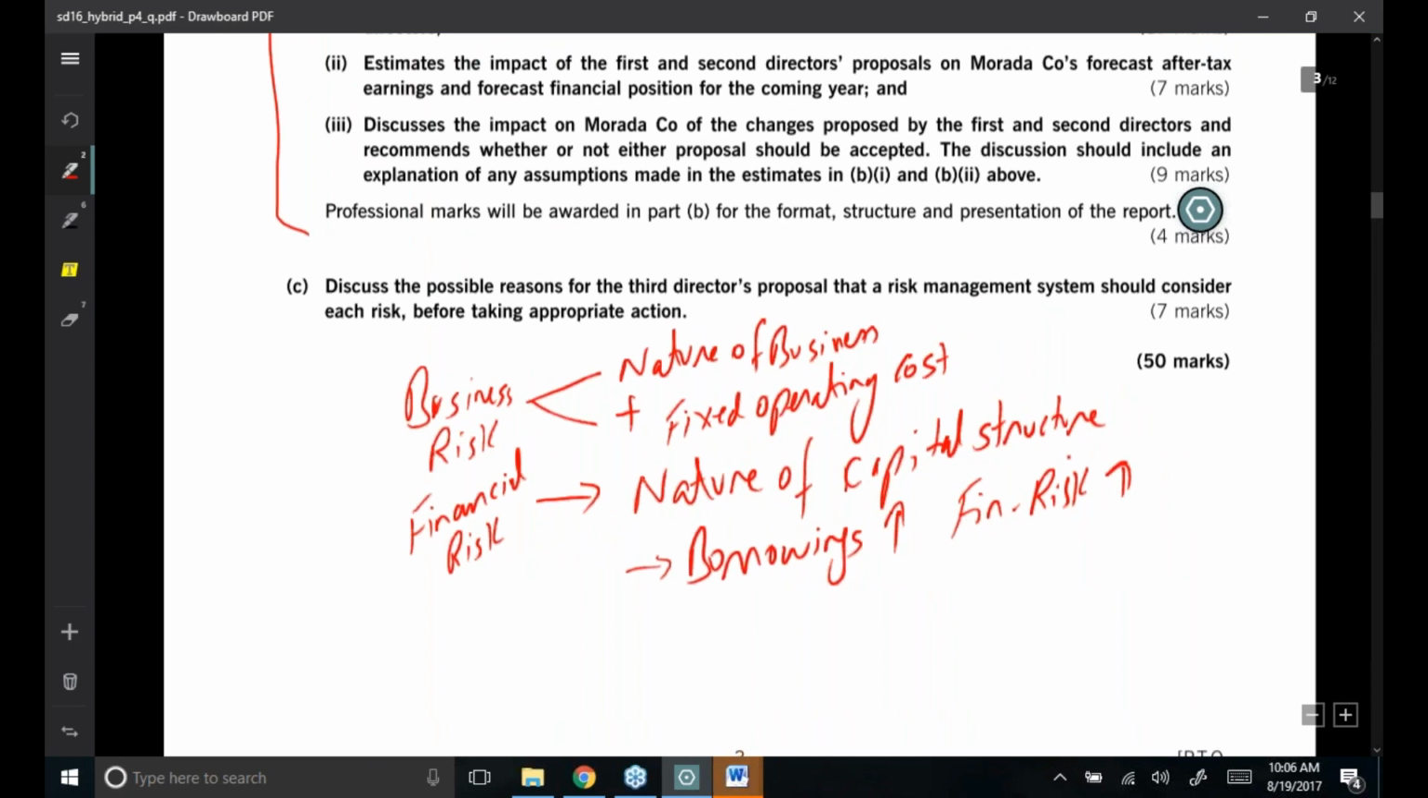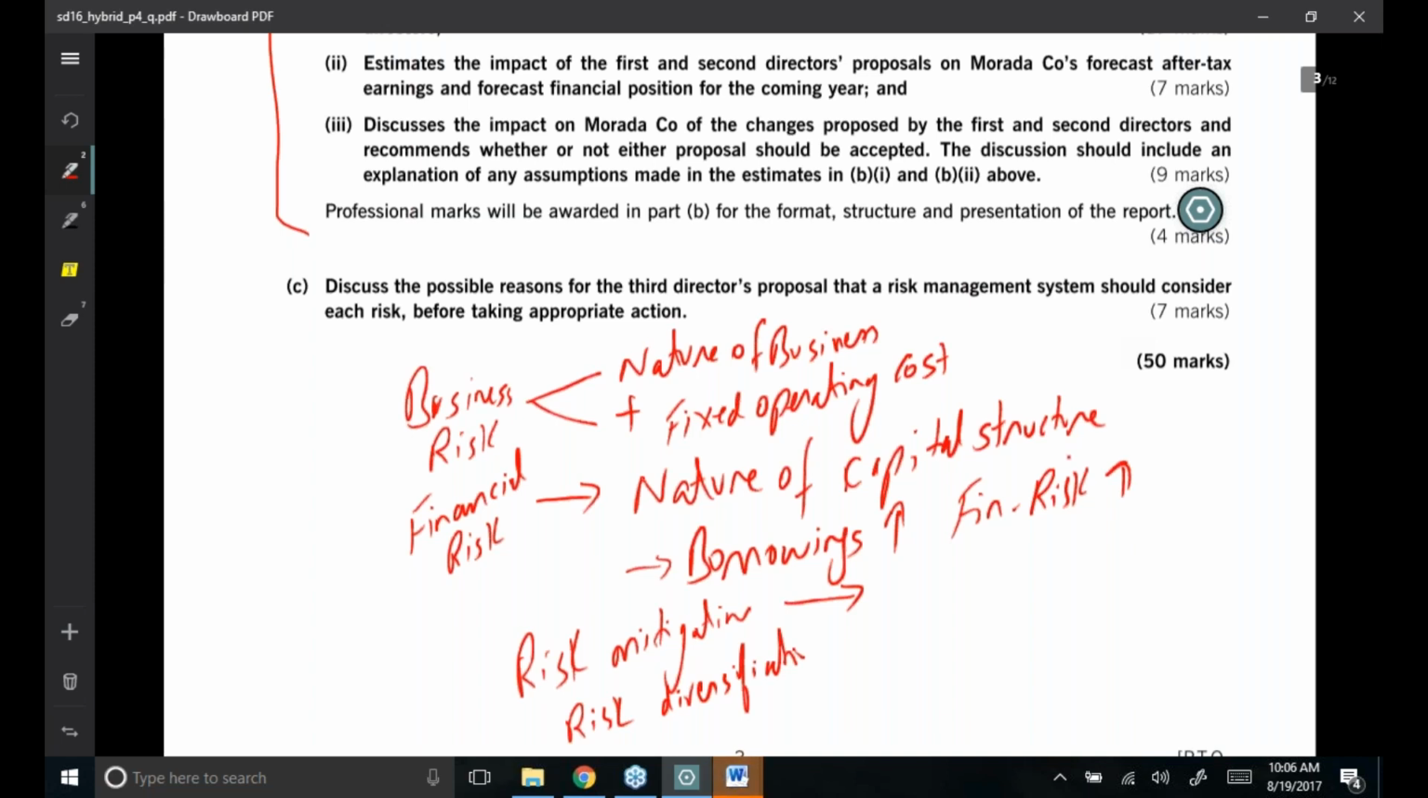Okay, the next is risk mitigation and risk diversification. Risk mitigation means you are going to mitigate, you are going to reduce the risk by hedging, by taking insurance, by transferring the risk. So in risk mitigation, you will take insurance, you will hedge your risk, or you will eliminate the risk by transferring that risk to the other party.